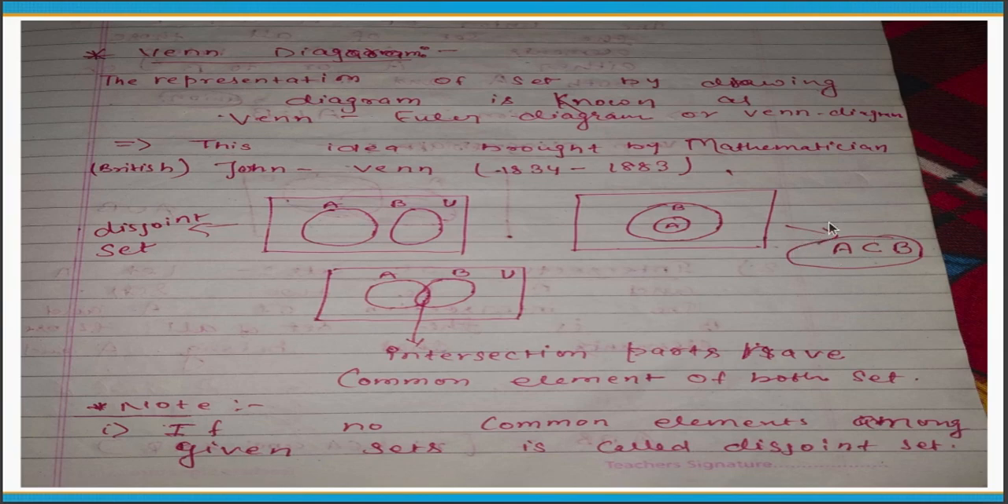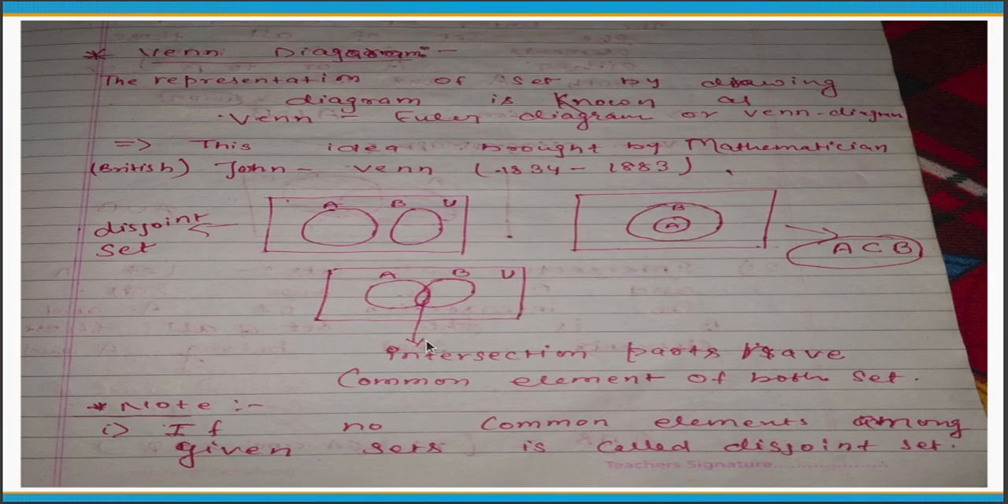All elements of set A are contained in set B. Here is a Venn diagram: the small circle is A and the big circle is B. Now A is a subset of B, which means all elements of set A are contained in set B.